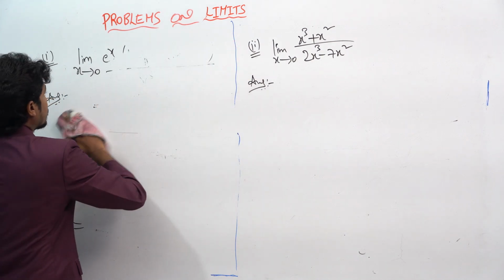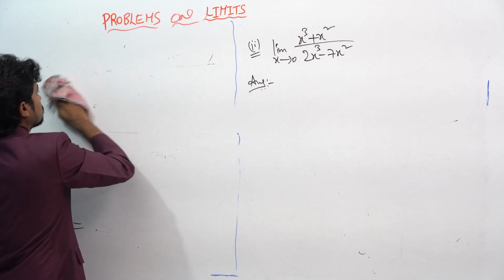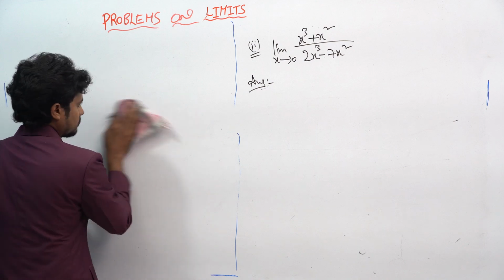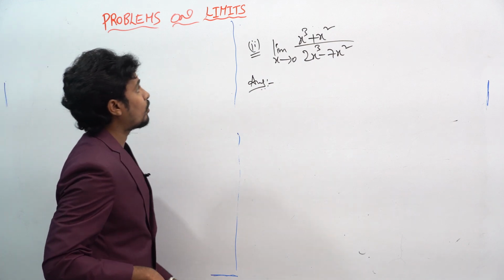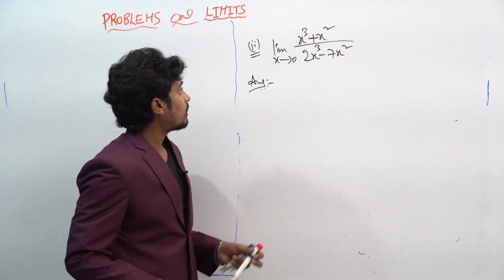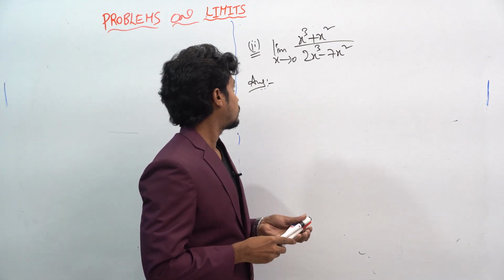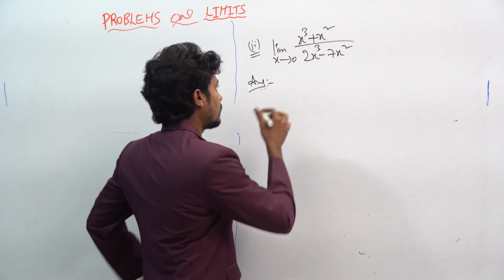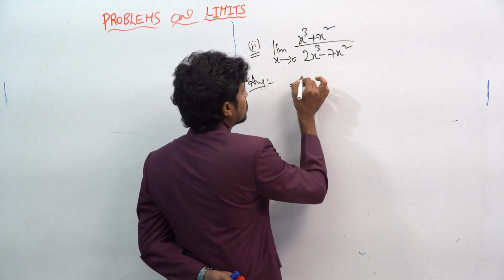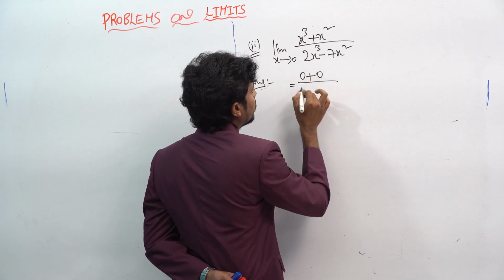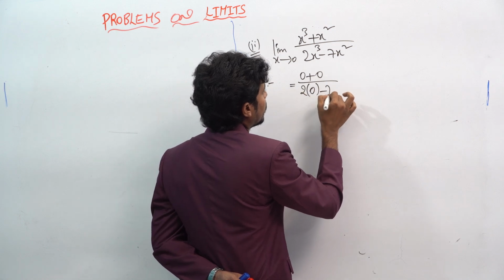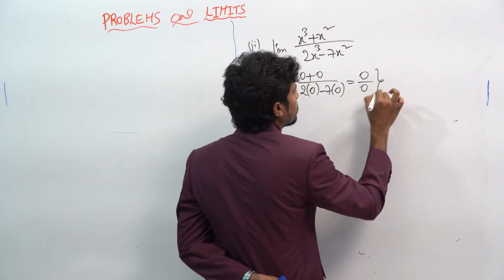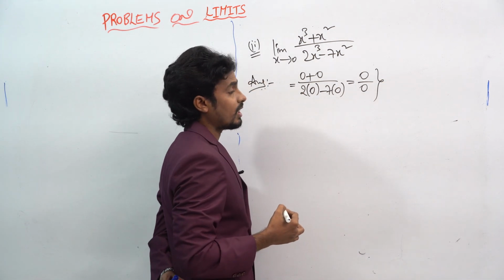Let's see the second question. First thing we have to do is check the indeterminate form, whether it satisfies L'Hospital's rule or not. Here, substitute x tends to 0. This becomes 0 plus 0 divided by 2 into 0 minus 7 into 0, which is the 0 divided by 0 form. So you have to apply L'Hospital's rule.